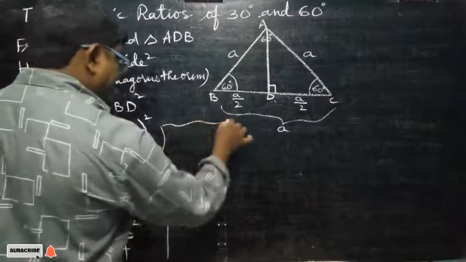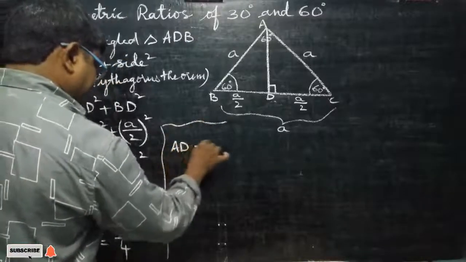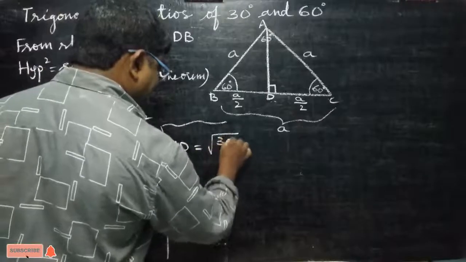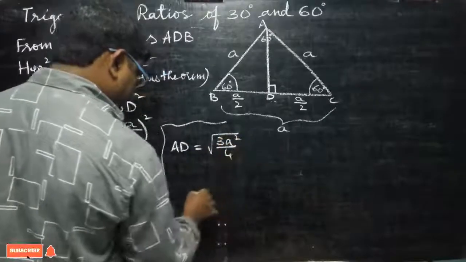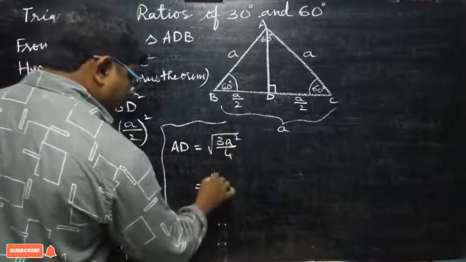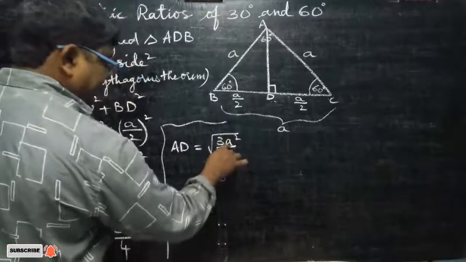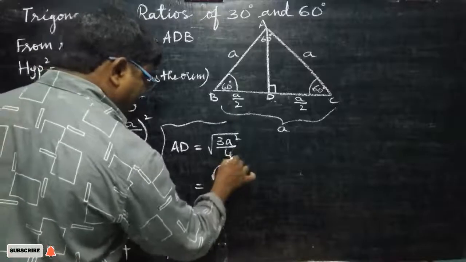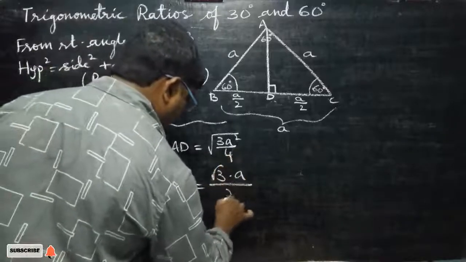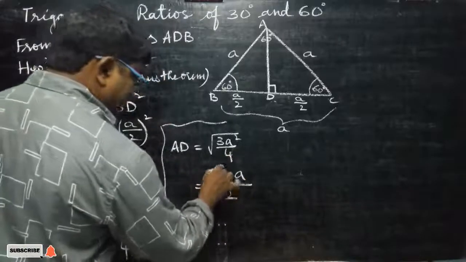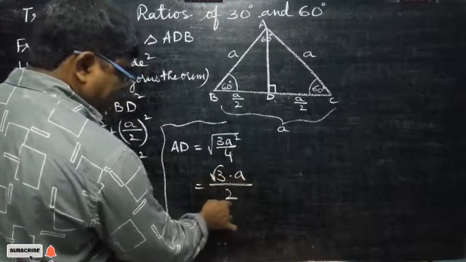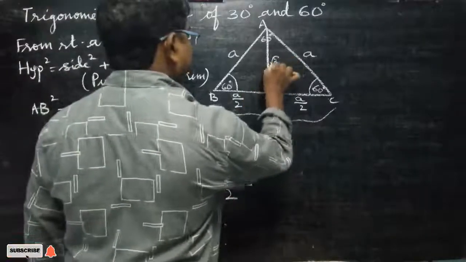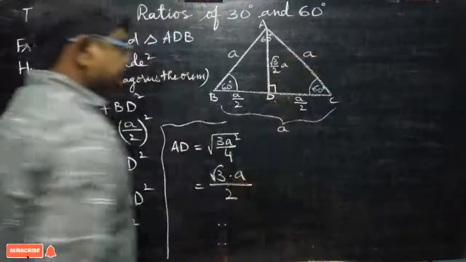Now we want only AD. AD is equal to square root of 3A square by 4. There is no square root for 3, so root 3. A square means 1A will come. And for square root of 4 is 2. So what we got means root 3 into A by 2. AD we got as root 3 by 2A.